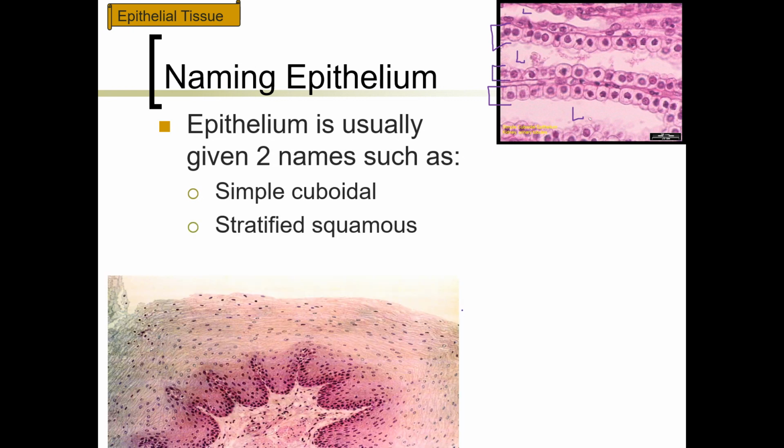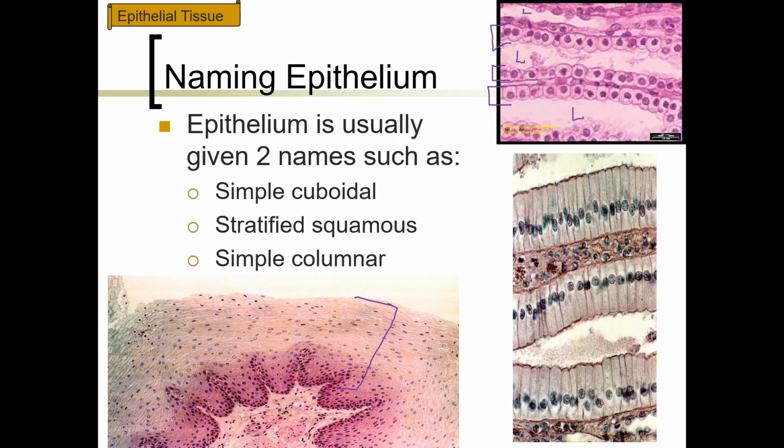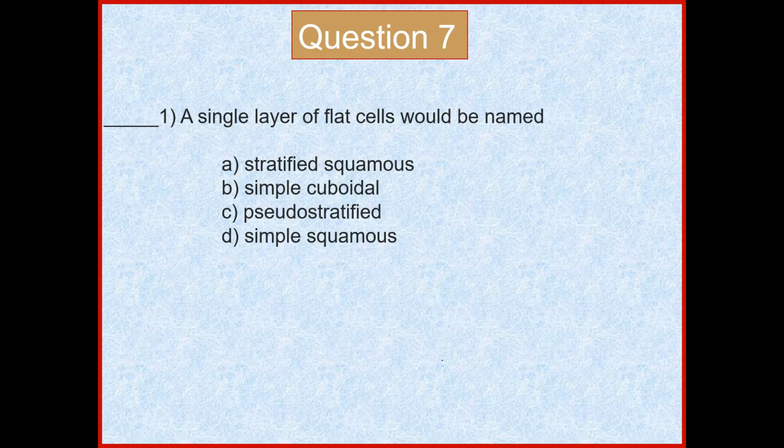That's simple cuboidal. This right here is stratified squamous. You have many layers of flat-shaped cells. And then you have a single layer of column-shaped cells. That's simple columnar. This would be what you would find, like I said, in the small intestine. Here's the lumen of the small intestine, where the food would pass, again, not necessarily food at that point anymore. So this is how the question would look on the lecture test.